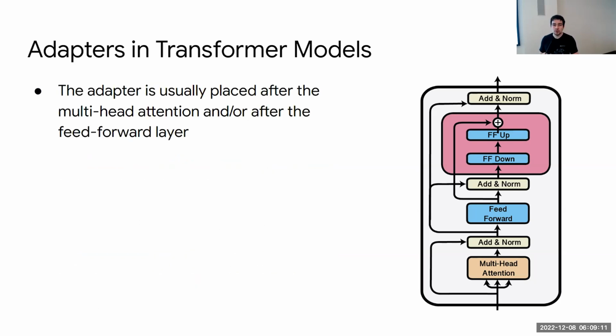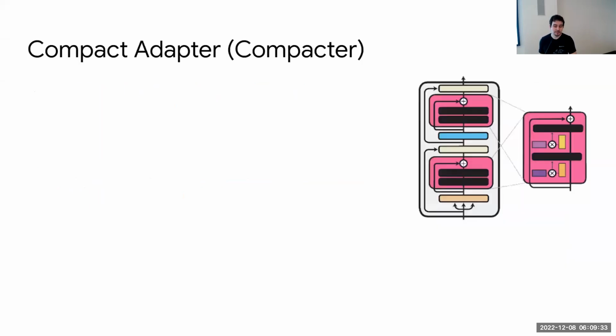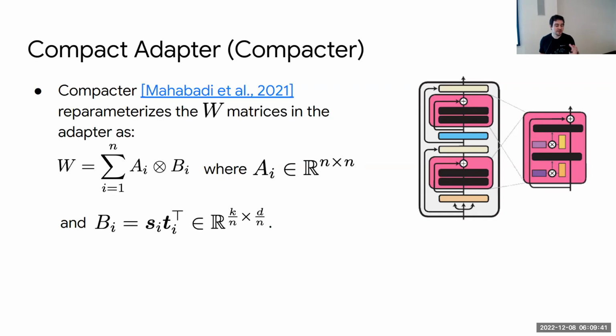Different approaches have placed the adapter in different parts of the model. It's typically either placed after the multi-head attention layer here, or after the feed-forward layer, or after both. Most approaches in NLP that use this adapter formulation have made little modifications to this underlying bottleneck architecture.